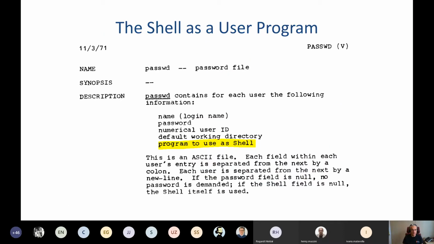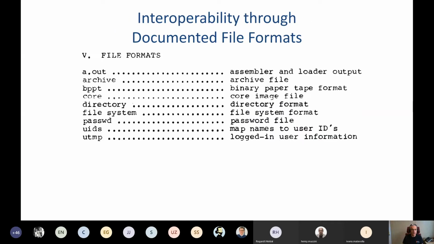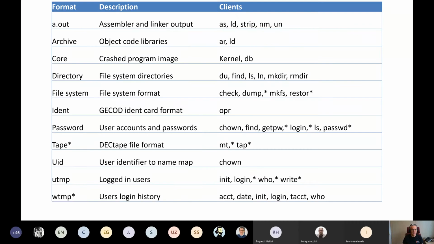We have the shell as a user program, so the users can select the shell. At the time, users in other systems were given one shell and couldn't choose it. We have the abstraction of input output, no pipes, but we could direct to and from programs. We have interoperability through documented file formats. So formats were documented and programs could read and write those files. And you see here clients of specific file programs.